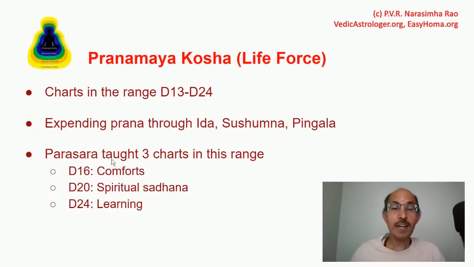And Parasara taught three charts in this range. One is D16, the other is D20, the other is D24. The Shodashyamsa, also known as Kalamsa, Vimshamsa, and then Chaturvimshamsa, also known as Siddhamsa. And Parasara said that this chart shows comforts and this chart shows spiritual sadhana.